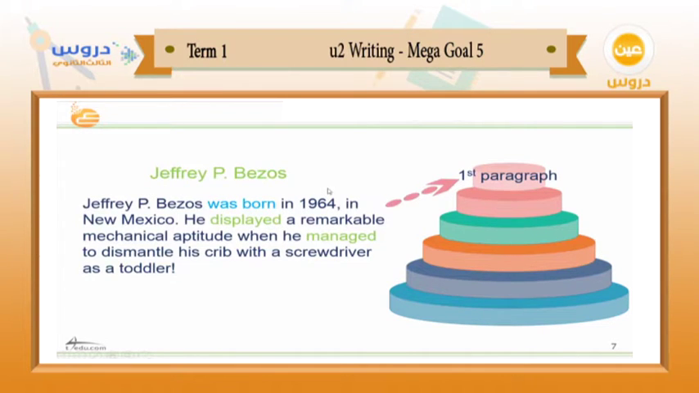Bezos, something related to his change, from rags to riches. So let's start with the first paragraph. Jeffrey P. Bezos was born in 1964 in New Mexico. He displayed a remarkable mechanical aptitude when he managed to dismantle his crib with a screwdriver as a toddler.